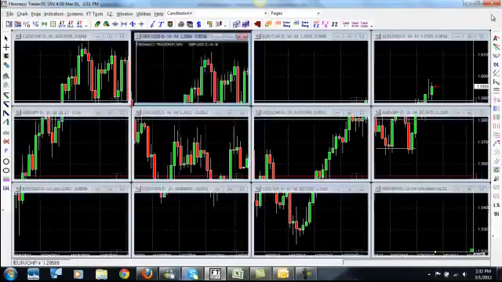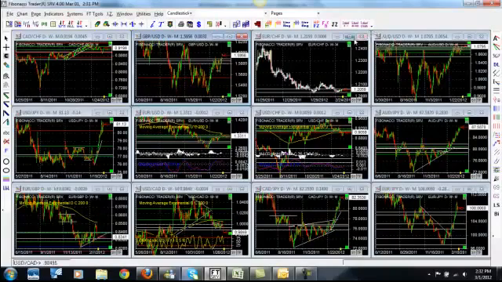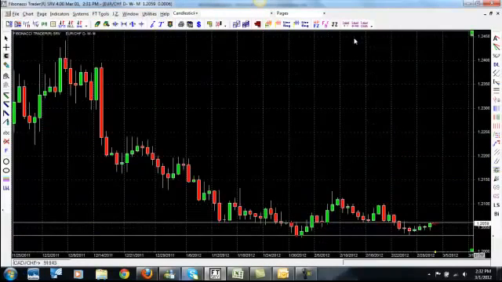So let's see what else we got going on here. Let's look at the Euro Swiss. Now we're currently in this trade, and I think we got in right here around this line here, and it's been consolidating for a little while. We've been in this trade for a couple weeks, I do believe. It's going to be a longer term trade. I mean, we could literally be in this trade for months.